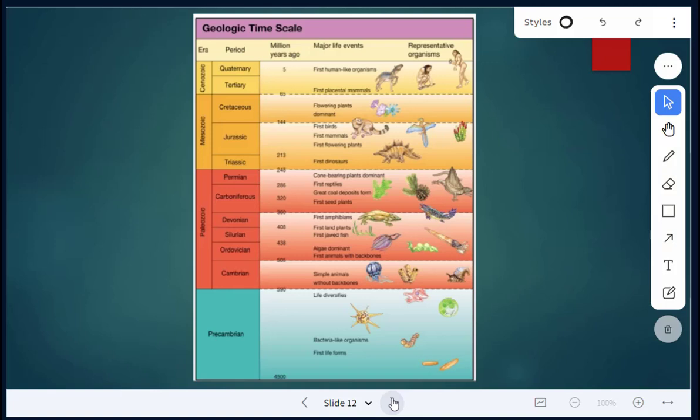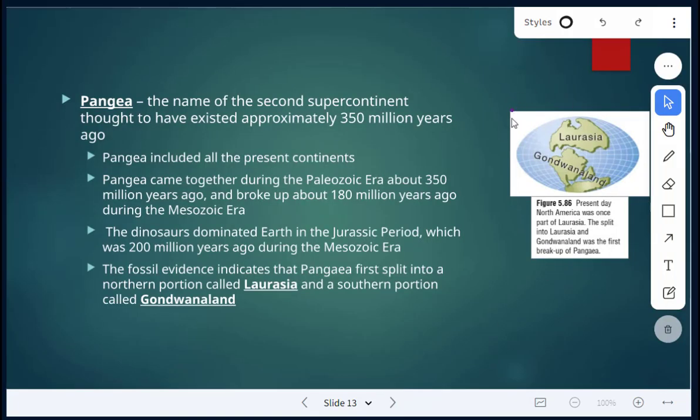All right, so this just shows again the eras and then how they can be split into periods. This is showing Laurasia and Gondwanaland. So present-day North America was once part of Laurasia. The split into Laurasia and Gondwanaland was the first breakup of Pangaea.